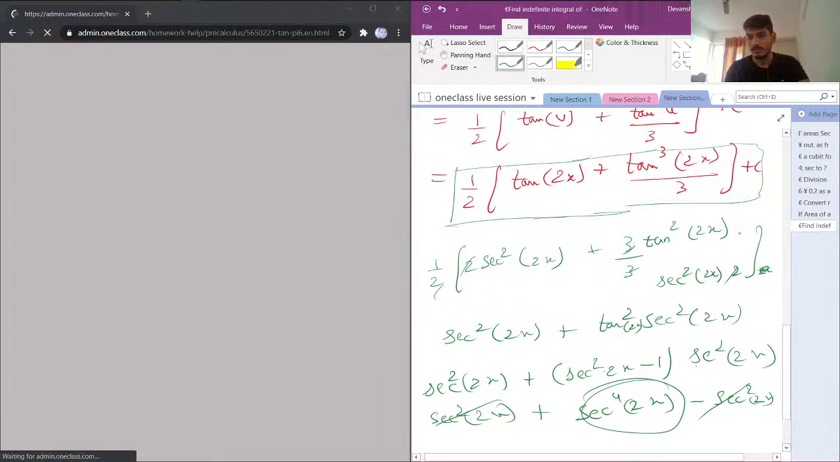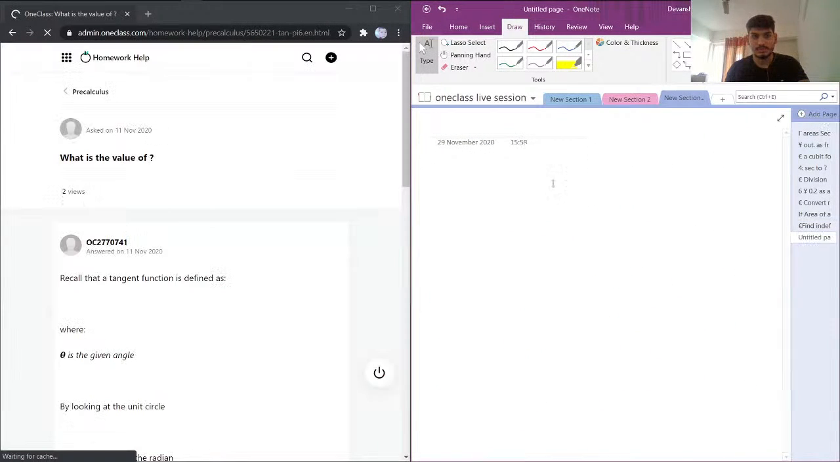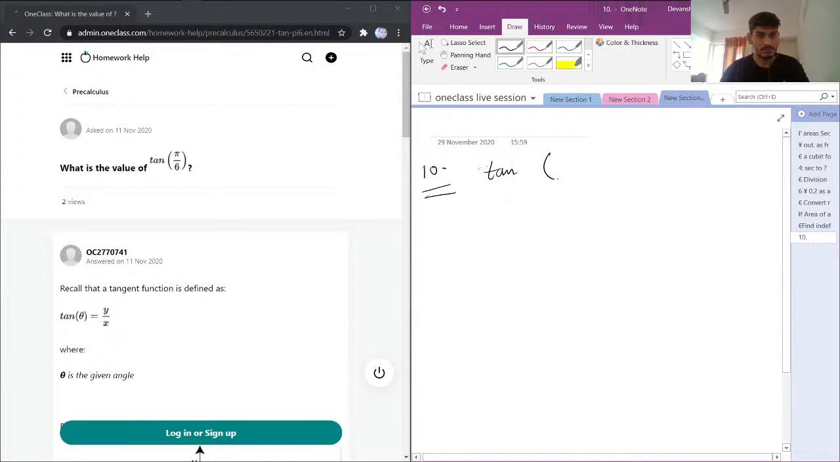Now this question was question number 9. We'll go to the last question, which is question number 10. So we go to question number 10 and we need to evaluate tangent of pi over 6.